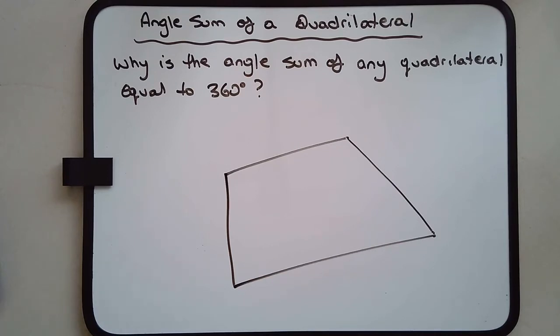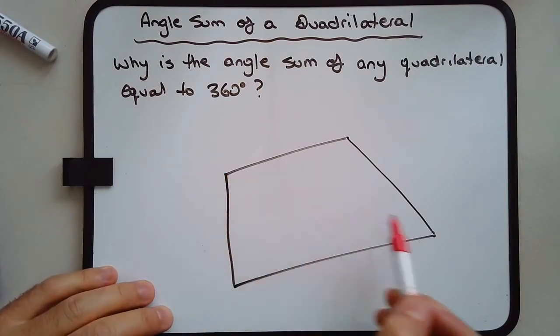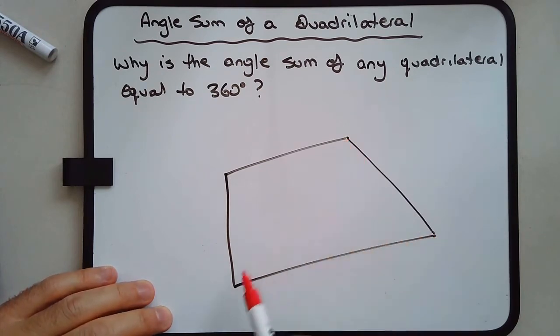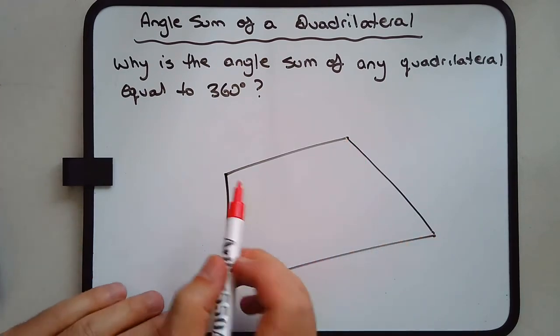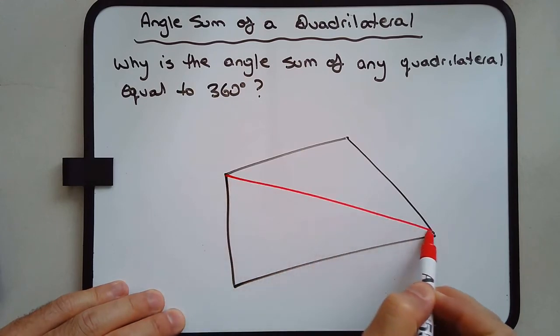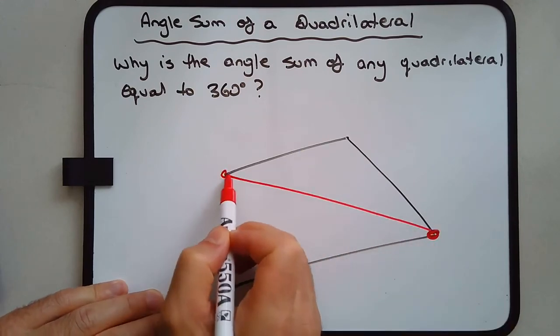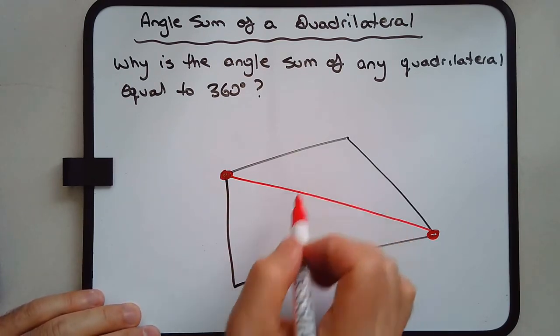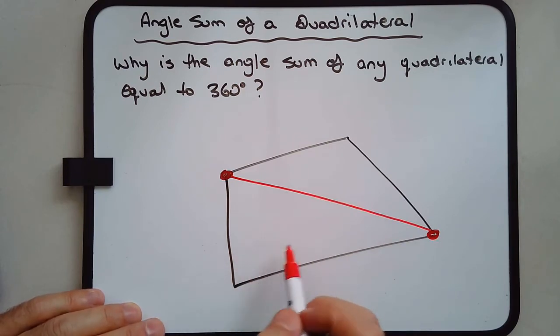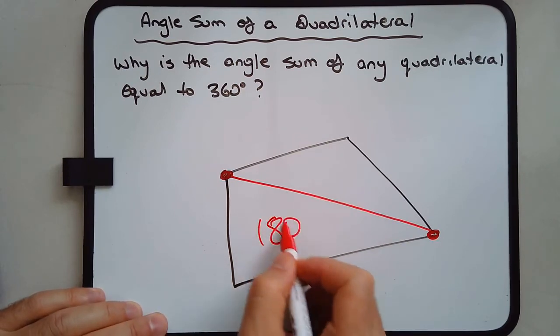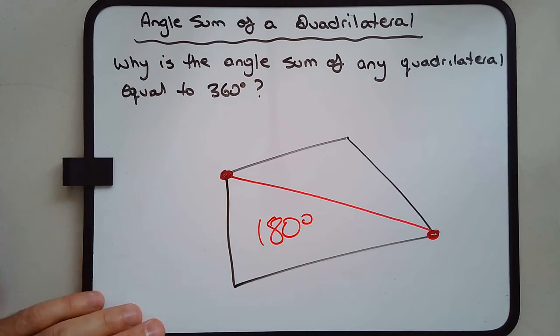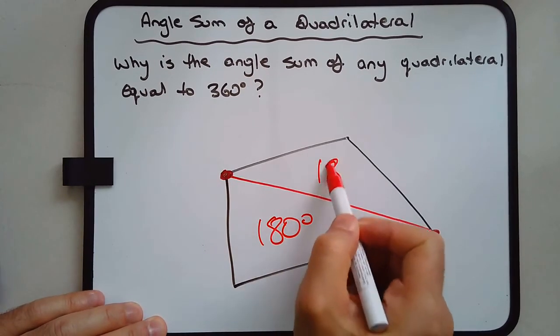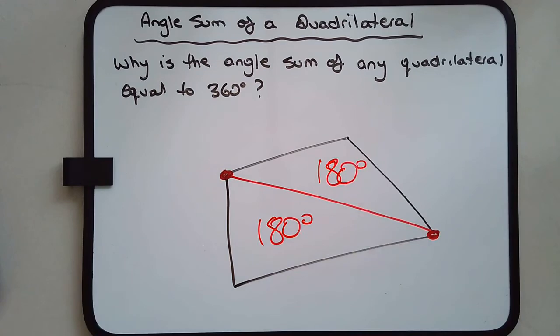If you take any two opposite corners, you could pick either this corner or this corner, or this corner and this corner, and draw a line to divide the quadrilateral into two, well, not two halves, but into two triangles, what's the angle sum of each of these triangles? The angle sum of the bottom triangle here is 180 degrees, and we saw that from the angle sum of a triangle. But the other triangle that's formed is also 180 degrees.